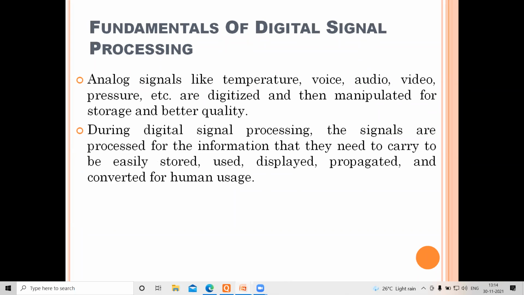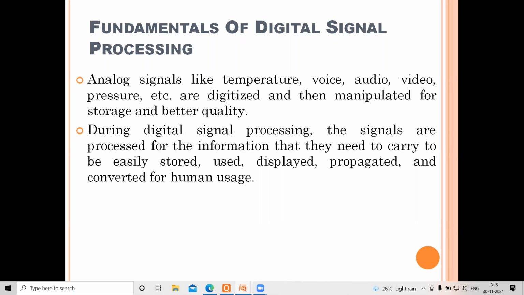For the fundamentals of digital signal processing, we all know that most of the natural signals are analog signals. The examples I'm quoting here are temperature, voice, audio, video, pressure. They all need to be digitized and manipulated for storage and better quality. We cannot store temperature as it is, 25 degrees. But how do you store it? Voice signal you need to have, you'll be listening to music, voice. How do you do it? Audio, video, all this.